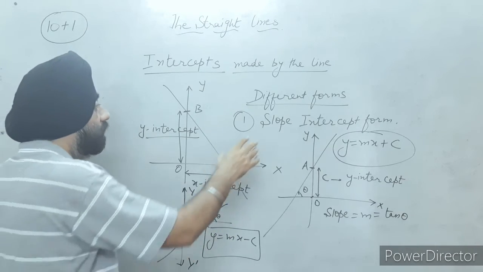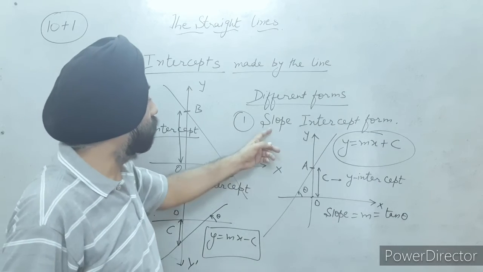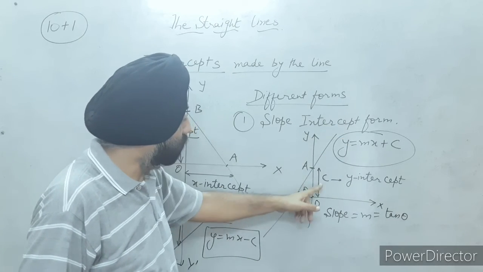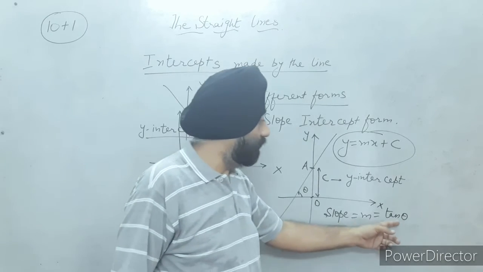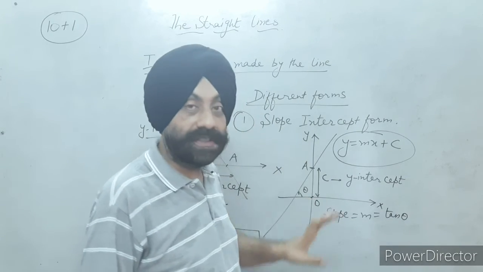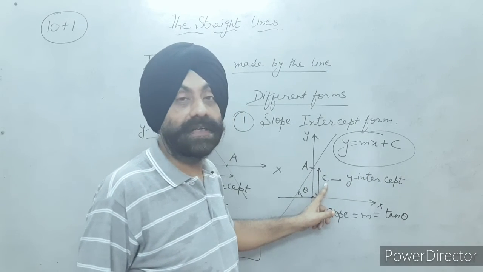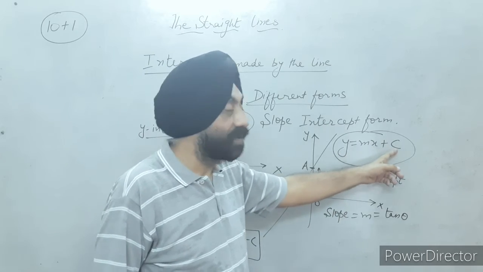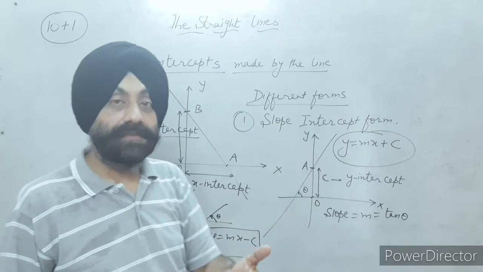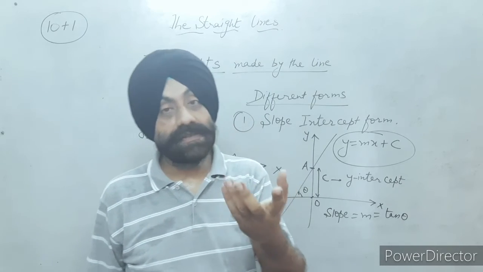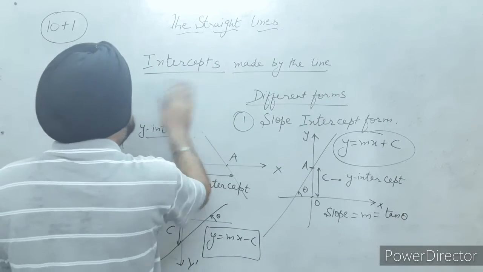So I can represent a straight line in the slope intercept form. If m or theta is given, from there I will find the slope, that is tan theta, and the portion which the line cuts on the y-axis is called the y-intercept, written by the alphabet c. So y equals mx plus c, or y equals mx minus c, depending upon whether the value of c is positive or negative. Now this was the first form.